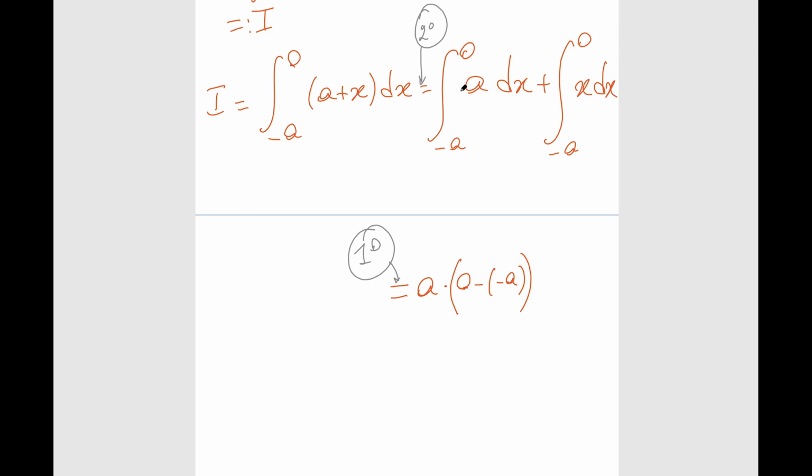Because property 1 says integral from a to b n dx is n times b minus a, right? Property 1, remember? B minus this guy, upper bound minus lower bound. In this case, upper bound is 0 minus the lower bound, which is minus the minus a. Makes sense? By property 1.